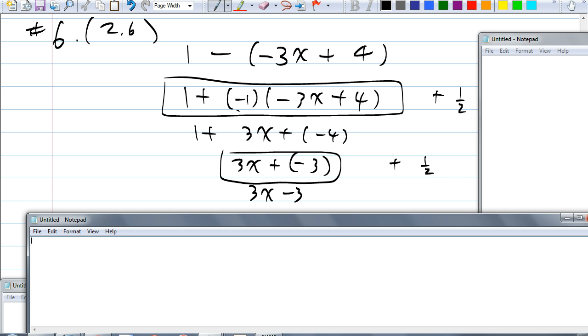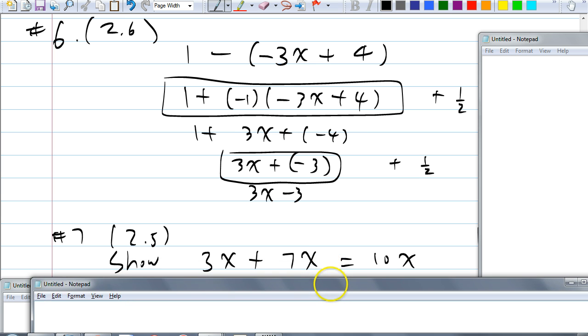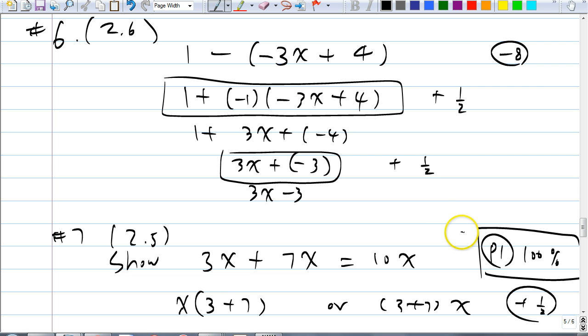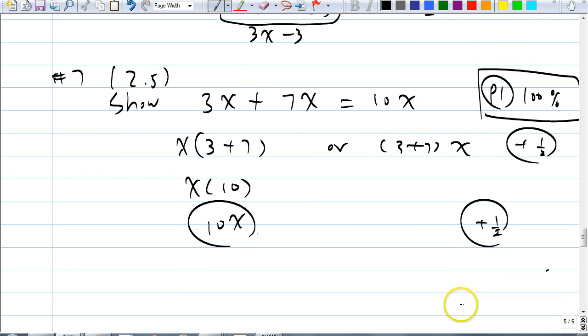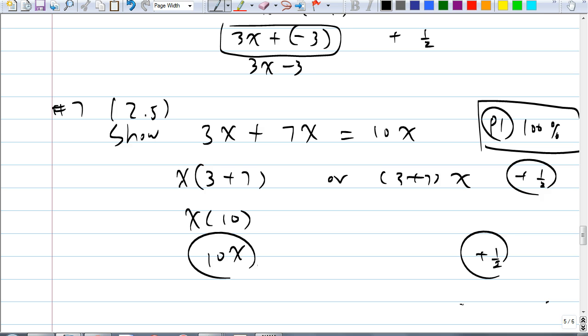Yes. Okay. Let's go to the last one. This one should have been pretty simple, right? This is distributive property backwards. How do you show that 3x plus 7x is equal to 10x? Well, what's common in both of the terms? Class? X. So isn't this the same as x times 3 plus 7, or you could write 3 plus 7 times x? Isn't that how we get 10x? Because 3 plus 7 is 10.